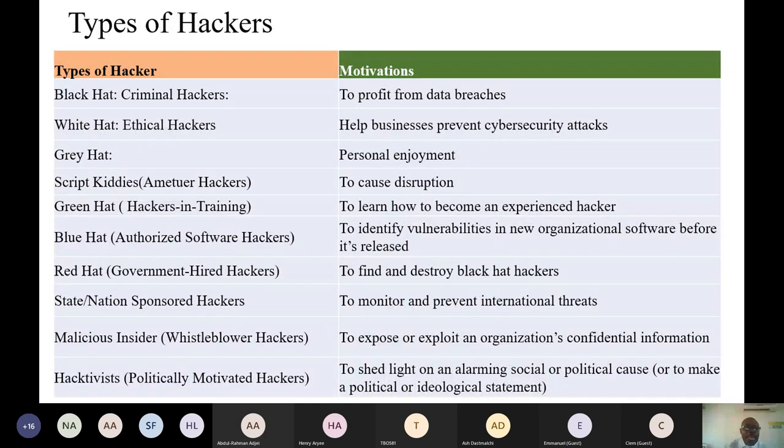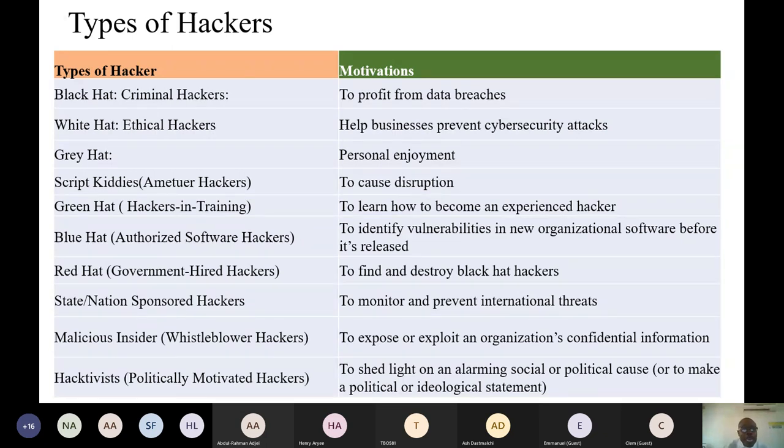The red hat hackers are a group of highly skilled cybersecurity professionals whom governments hire to ensure that the critical information infrastructure of the nation is protected. Then there are also the state or nation-sponsored hackers. If you recall, several years ago, the U.S. was accusing Russia and other countries of having instigated or organized hacking into their electoral systems.